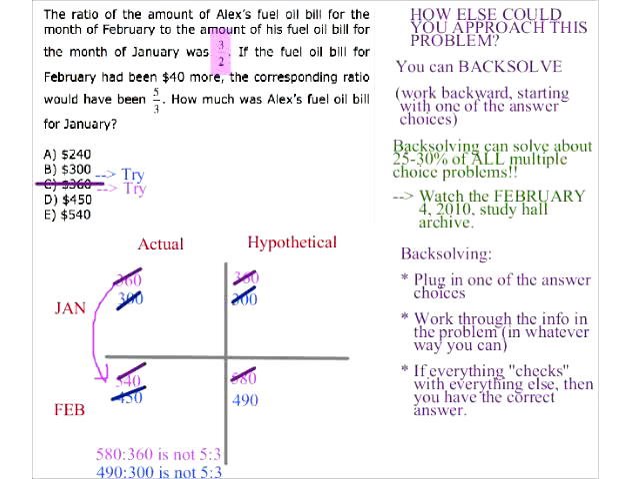And then if we tried A, let's see what happens. This would be 240. This would be 3/2 of 240, which is 360. This stays the same. You add $40 to that. 400 to 240 is 5 to 3. So there you go.